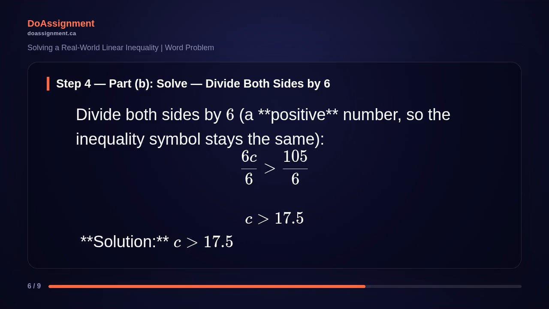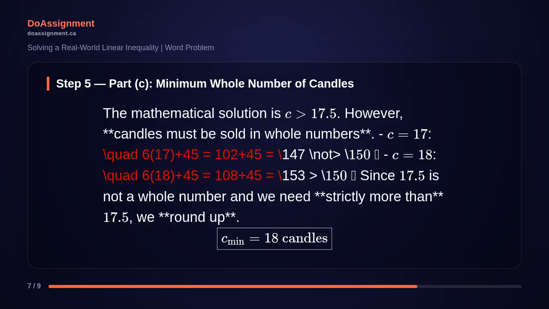Divide both sides by 6. 105 divided by 6 equals 17.5. C must be greater than 17.5. Since C must be greater than 17.5 and candles come in whole numbers only, we round up to 18.